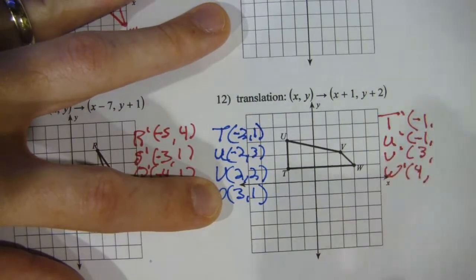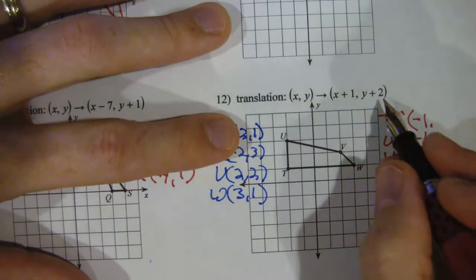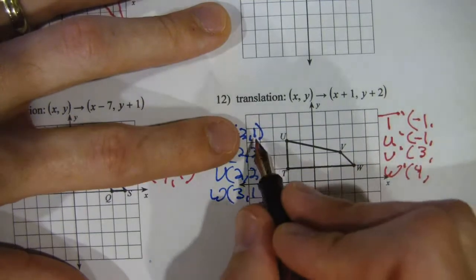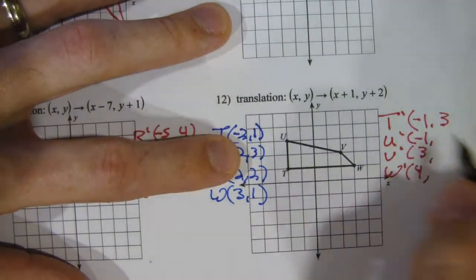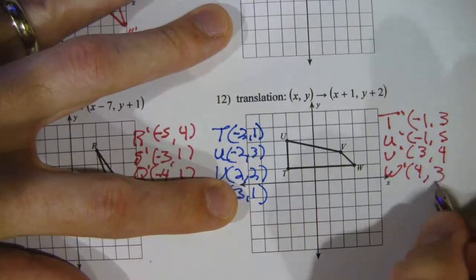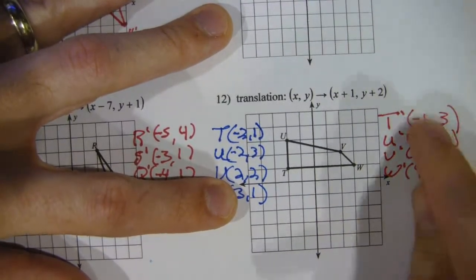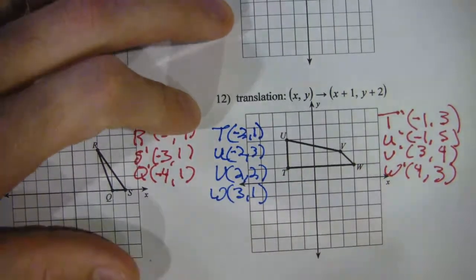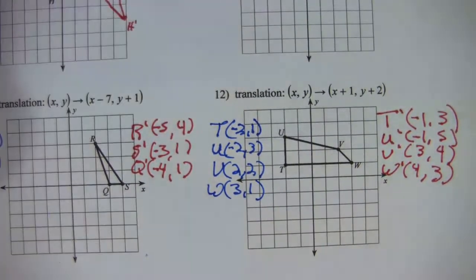So notice how much faster that is. We don't have to take much time at all. Let's add our y's. In this case, we're adding 2. 1 and 2 is 3. 3 and 2 is 5. 2 and 2 is 4. 1 and 2 is 3. And there we are. We know our new coordinates. We didn't have to count anything out. We didn't have to draw anything. Coordinate notation works really well.